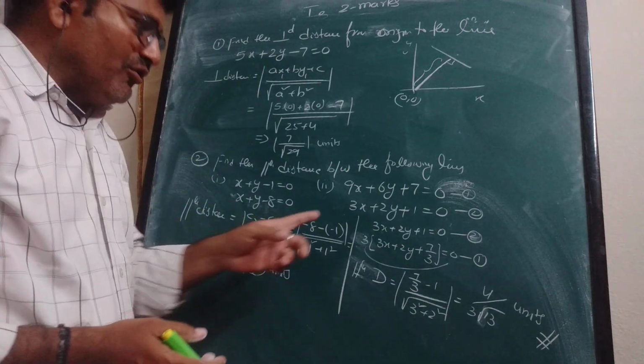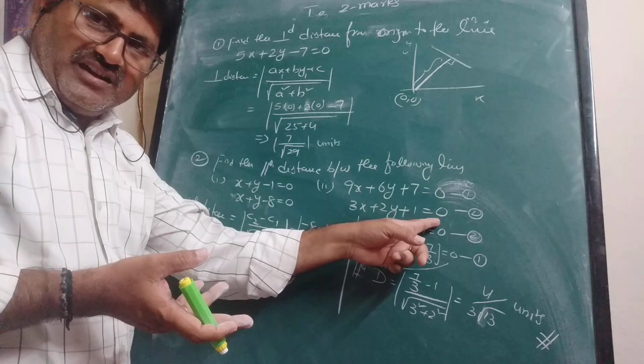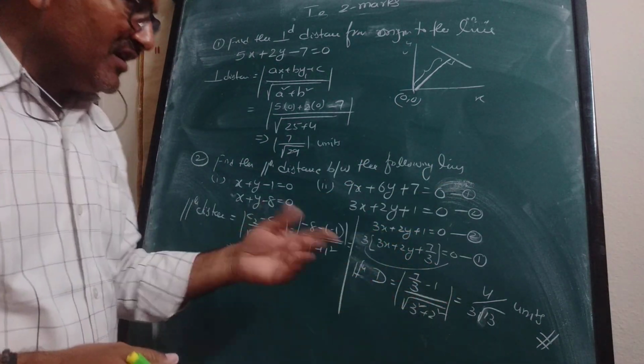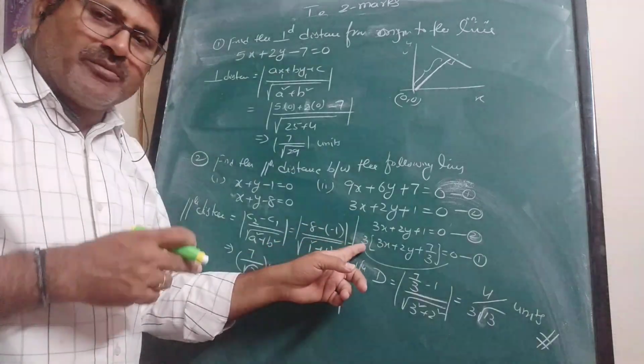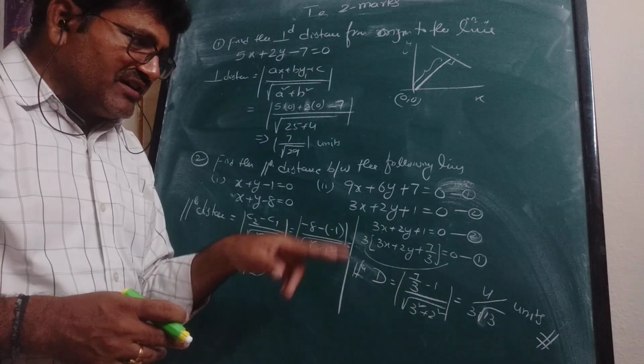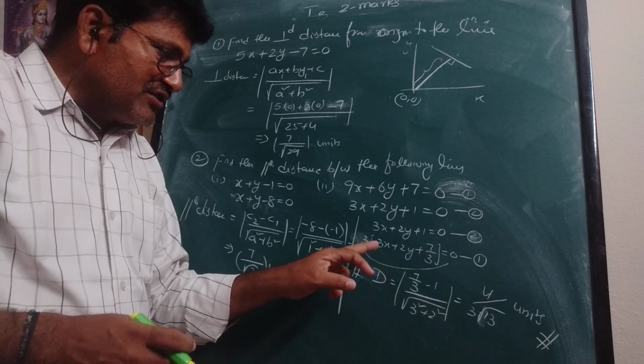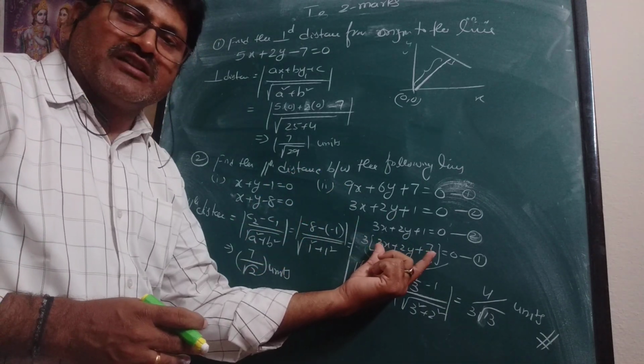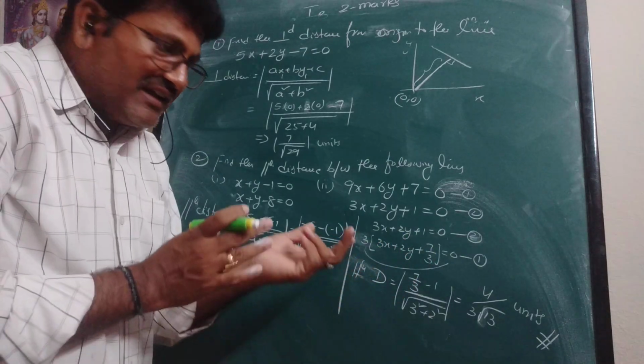Anyhow, when you are multiplying with 3, there will be more values and we have to calculate more. Due to that reason, I took 3 common from equation 1. Wherever it is not common, there it divides, I said. So 3x plus 2y plus 7 by 3, we got it. This is the modified equation of 1.